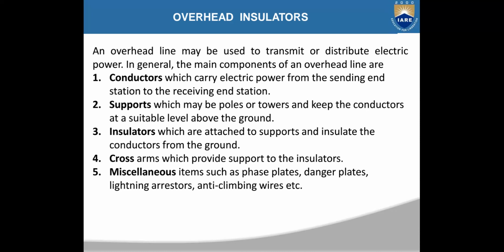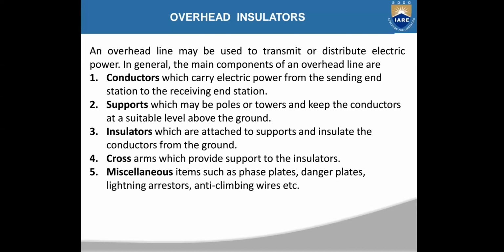Now our main aim is to study the insulator. The insulator is attached to the cross arm and the conductor. One end of the insulator is connected to the cross arm, and that cross arm is connected to the support. The other end of the insulator is connected to the live conductor. The insulator is there to insulate the conductors from ground.